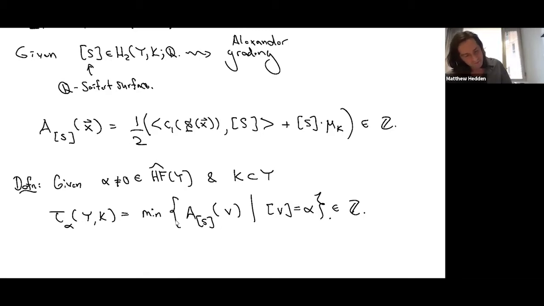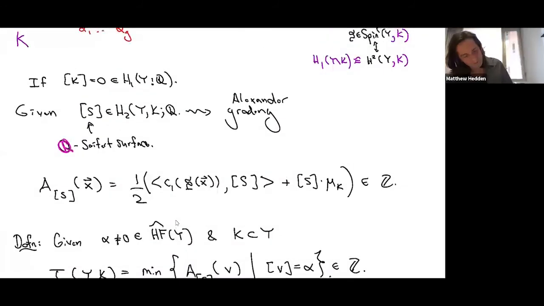Maybe I should do this in pink. So this is a refinement in the case that the knot is not null homologous, but only rationally null homologous.